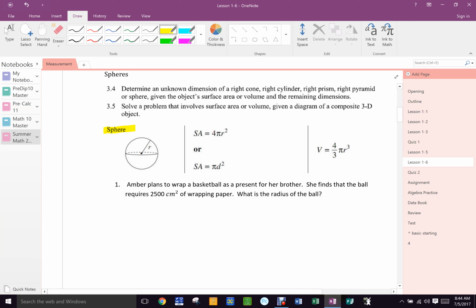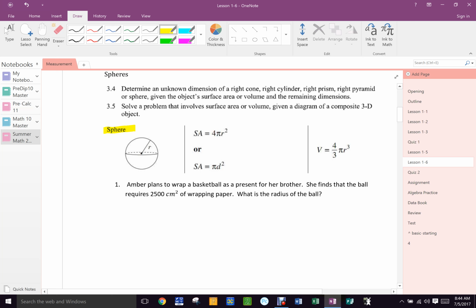So I just give you the formulas. How did they come up with the formulas? Experimentation. They took cubes, turned them into spheres, and then measured their volumes and radii and things like that. That's how these formulas came about.